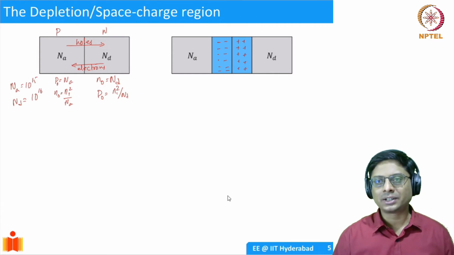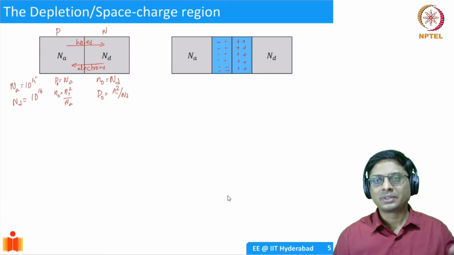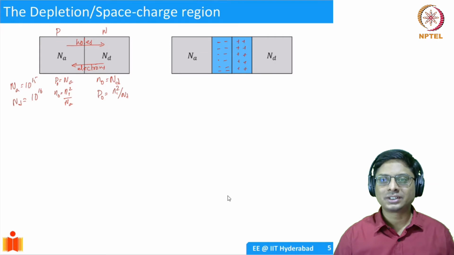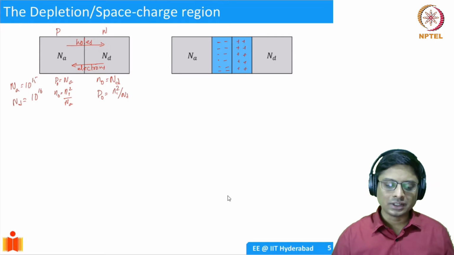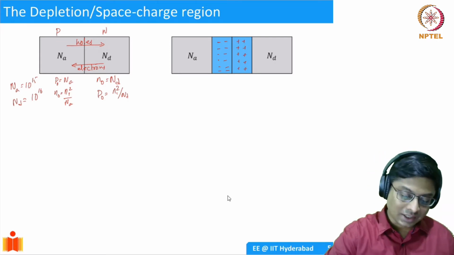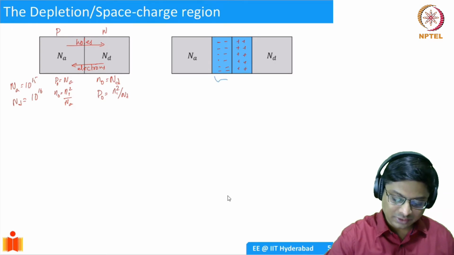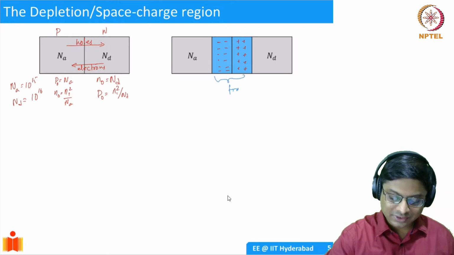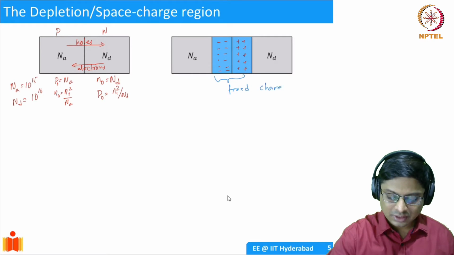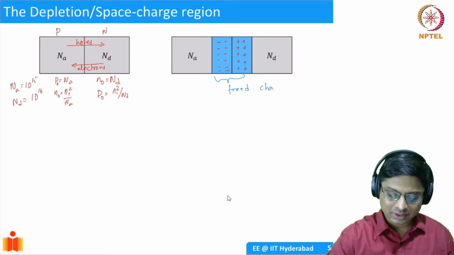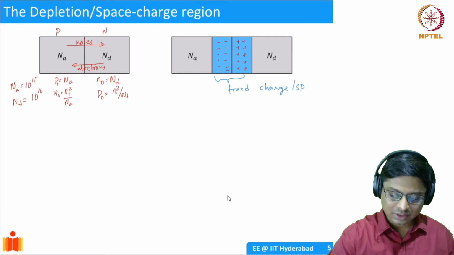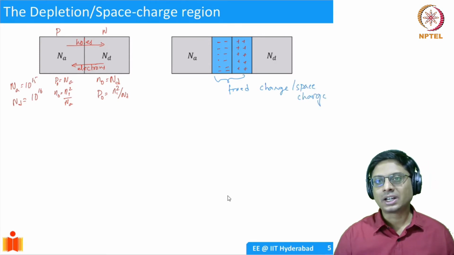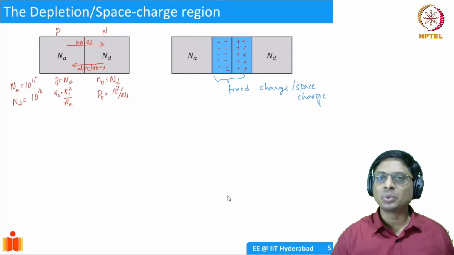So wherever there's a donor atom, the electron is going to get away from that. So the resultant charge would be negative, positive. Okay, and remember, these are fixed charges. Sometimes we call them space charge, to distinguish them from the free charges. Electrons and holes are the free charges. They can keep moving around in the lattice, whereas the fixed charge or space charge cannot move around in the lattice.